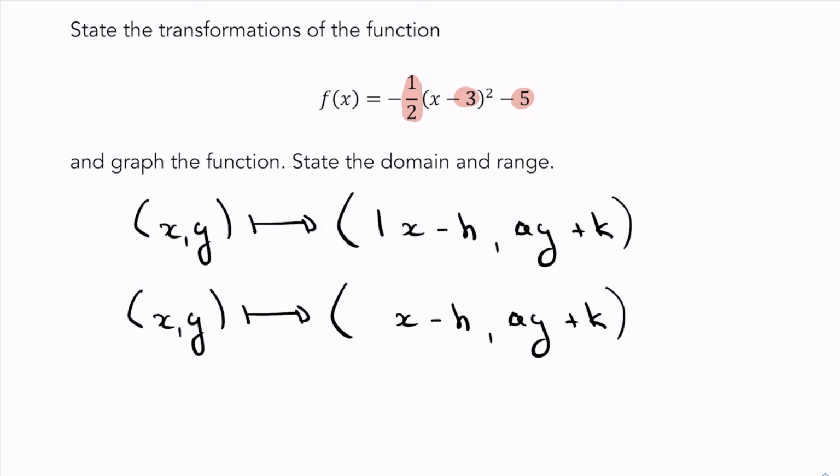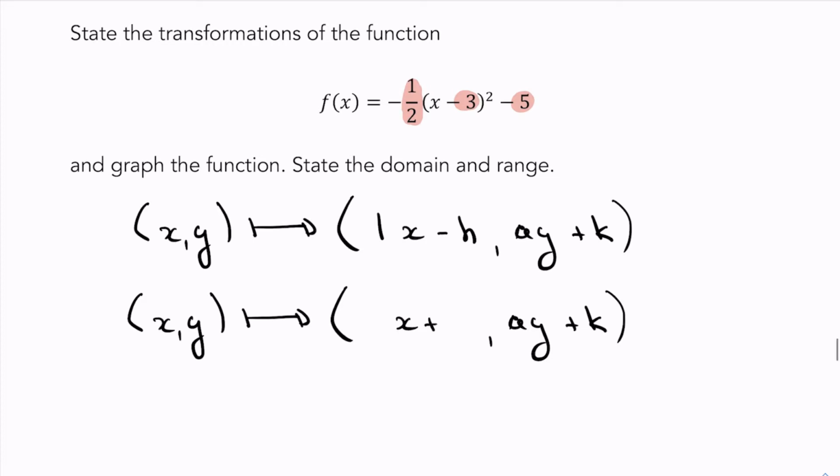So what do we have here? Well, I'll just leave it like that. The h, however, I can replace with a plus 3, and the a I can replace with a negative 1 over 2, and the k I can replace with a negative 5. And right now, if I bring everything together, just make it nice, I have my mapping transformation.